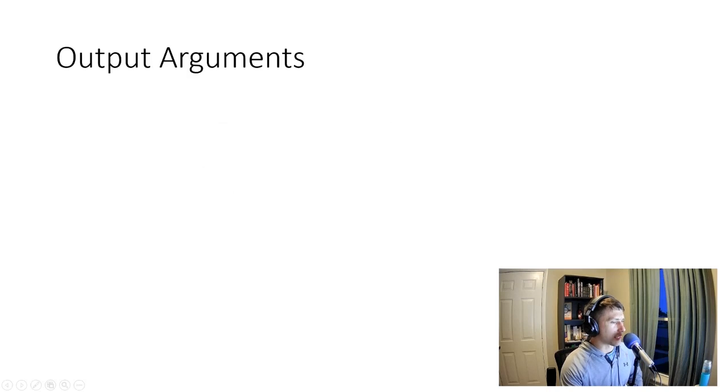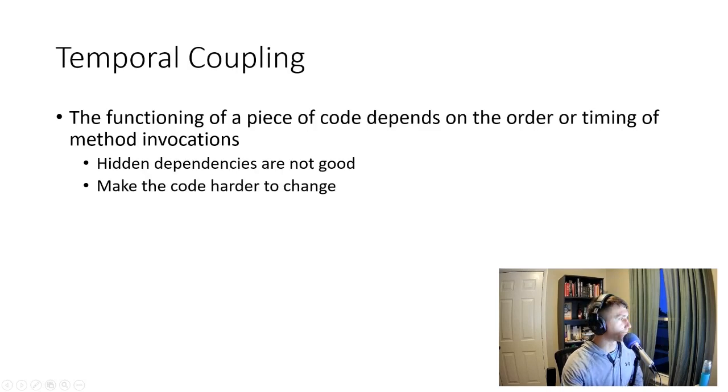This was an interesting concept of temporal coupling. Temporal coupling means that the functioning of a piece of code depends on the order or timing of method invocation. So when things depend on other things having to be returned or run first, that's temporal coupling. And this creates a lot of hidden dependencies, which are not good because if you potentially change one area, if it's temporally coupled to another area, you might have to change that, or you might not even be able to change it.